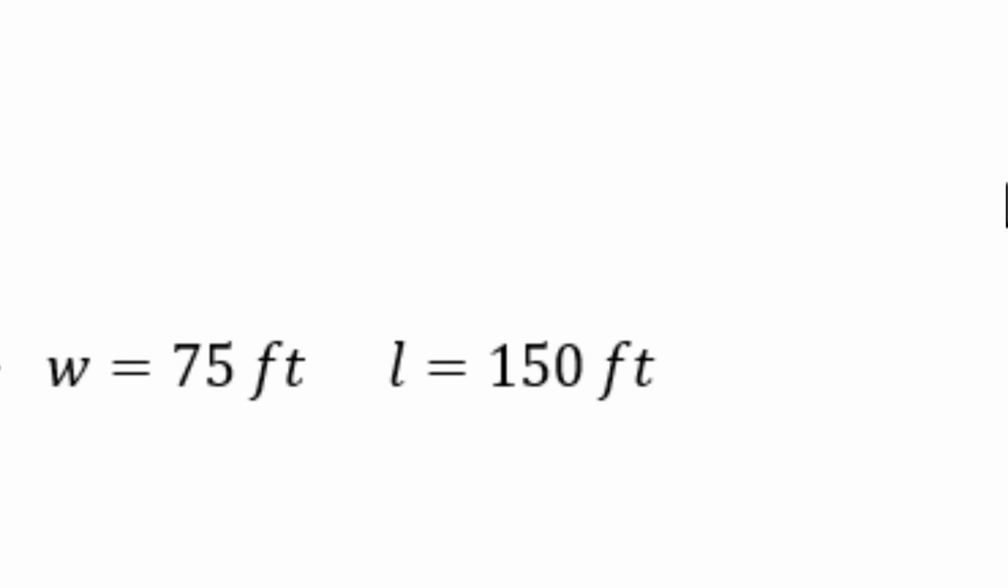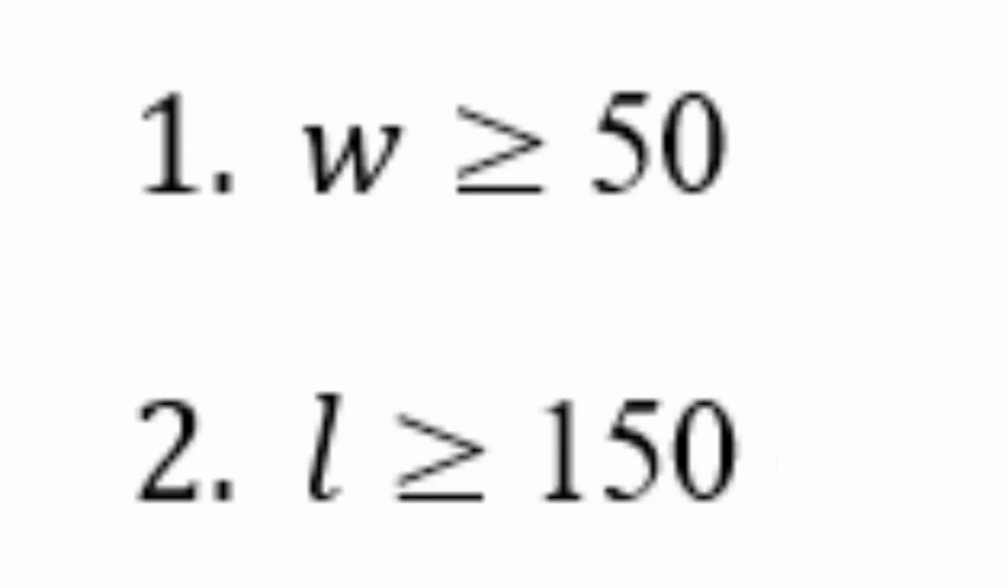Next, we have to check the restrictions on each of these variables. So W has to be greater than or equal to 50 feet. And as you can see, it does satisfy this restriction. The L has to be greater than or equal to 150 feet. And here we can see that this does satisfy the restriction.